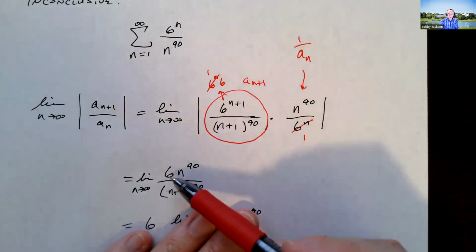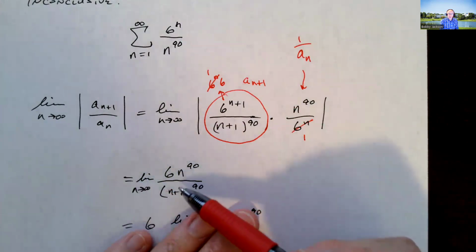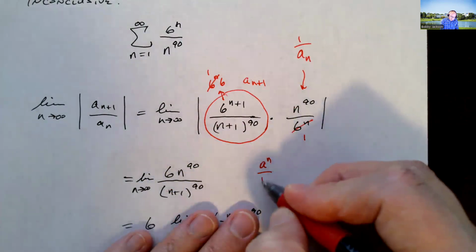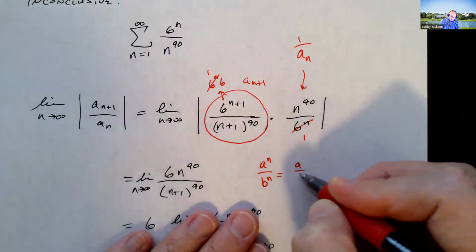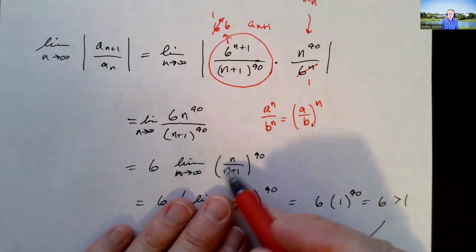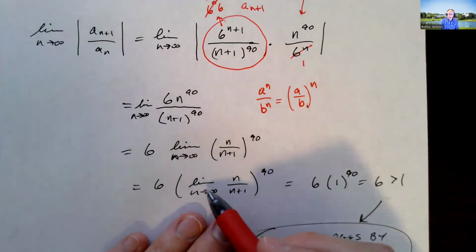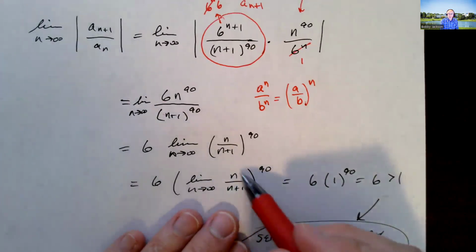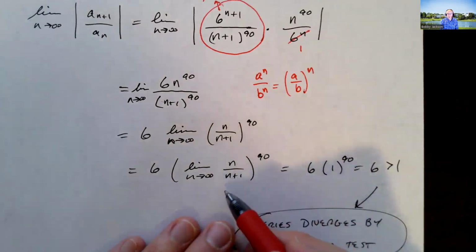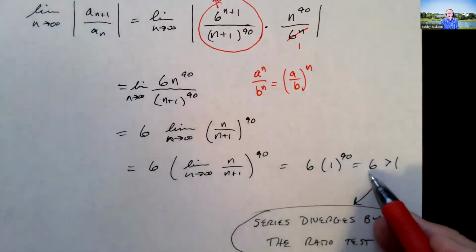Well, notice this. The 6 is just a constant multiple, and so I'll pull that outside. And what am I left with? n to the 90th over n plus 1 to the 90th. Well, anytime I have a to the n over b to the n, I can rewrite that as a over b all to the n power. And that's basically what I'm going to do. Now I can take the limit inside this function because it is continuous, right? And then the limit as n goes to infinity of this, I hope everyone knows, is 1. You can use L'Hopital's rule one time to determine that if you need to, but 1 to the 90th power is 1, and so this limit becomes 6.